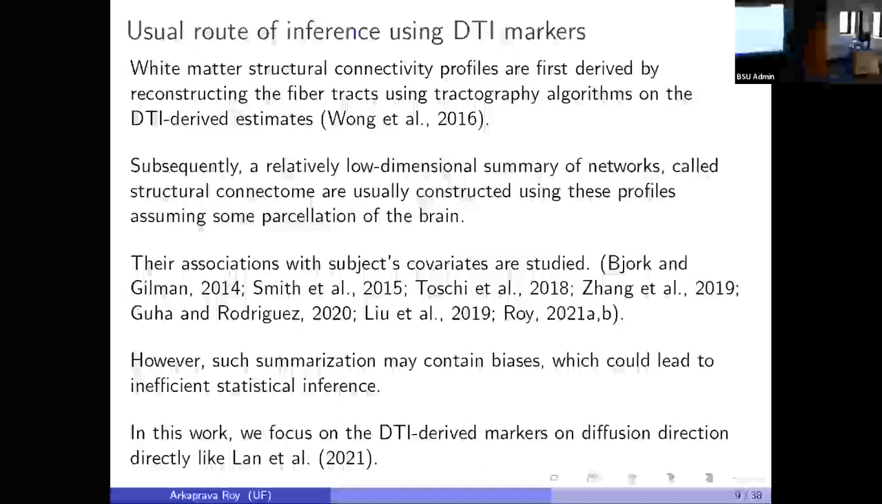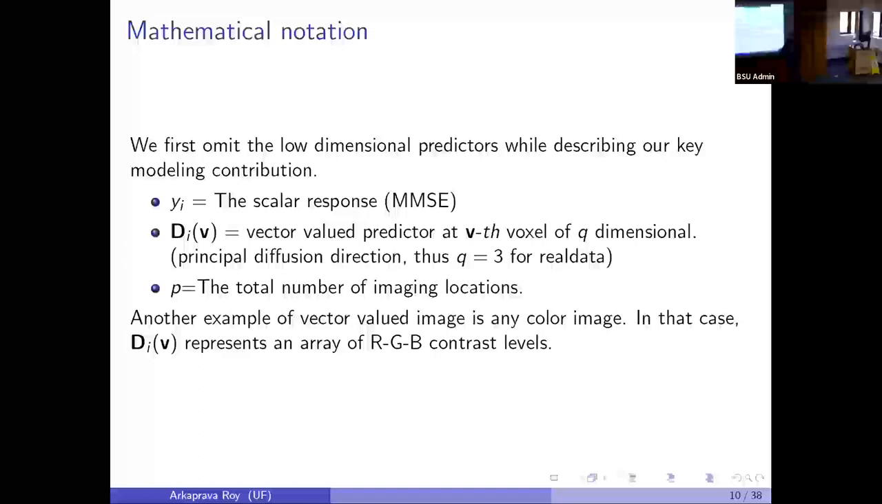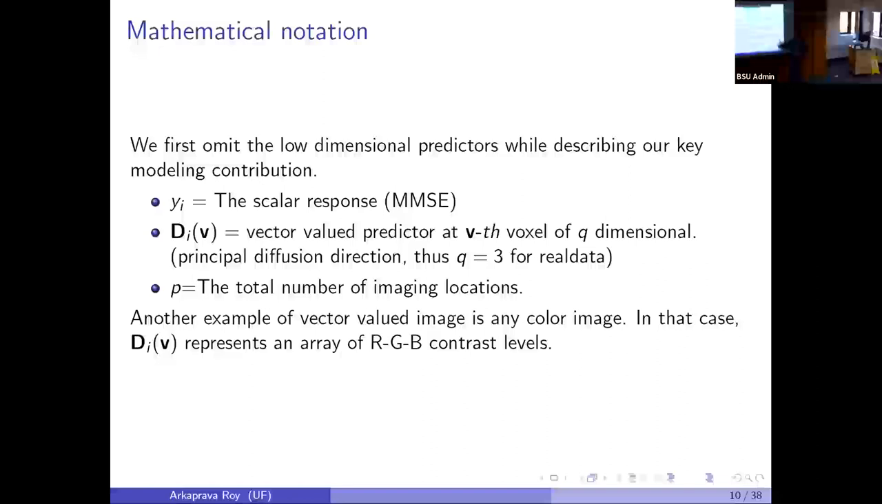So in mathematical terms, our model has a scalar response, which is y_i for the ith subject. And then I denote d_iv as the vector valued predictor at the vth voxel. For now, I am ignoring the low dimensional predictor and focusing more on the imaging, just to make it simpler. And then p is the total number of imaging locations that we have in the data.